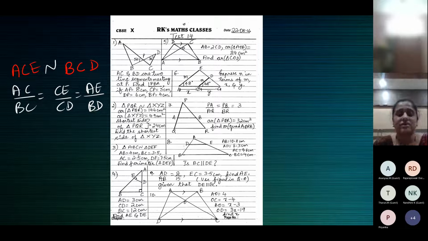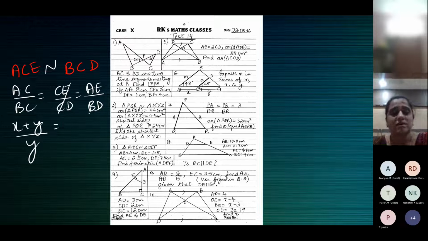So what is AC? AC is x plus y, by BC, BC is y, is equal to CE. CE is not required then. CD, ignore those two sides. This is not needed. Because you don't know CE, you don't know CD also. Just leave it, because to find the result, two ratios are enough. You're anyways going to equate two ratios at a time. You're not going to do anything with all the three of them. We don't know anything about CE, CD, just ignore it. It is equal to AE by BD, that is m by n.